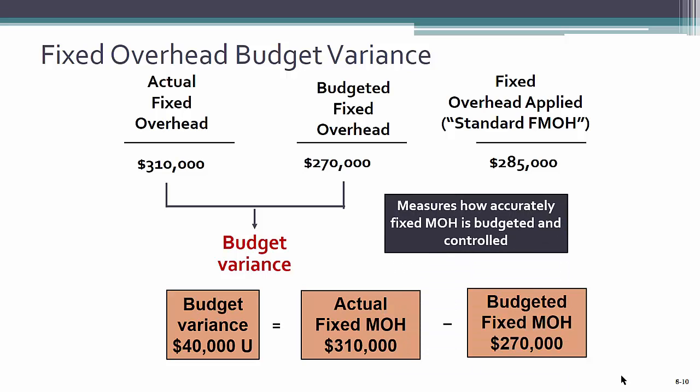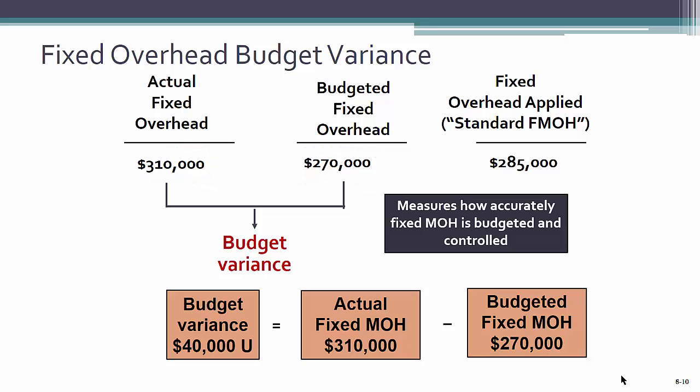So let's talk about the difference between our actual spending for overhead and the amount of overhead we thought we'd spend in the budget. We call this difference the budget variance. The equation for computing the budget variance is shown on the slide. It is simply the difference between the actual fixed manufacturing overhead and the budgeted fixed manufacturing overhead for the period.